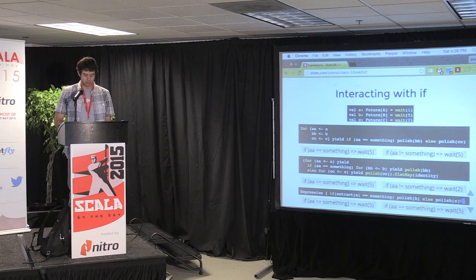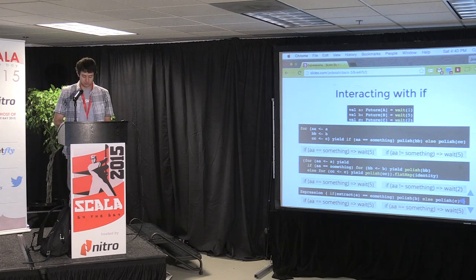And if we do a for comprehension here, and then within the yield, we do if A is equal to something, then polish B or else polish C. If A is equal to something, then there's no need to wait on C. Unfortunately, if we use the for comprehension, this whole thing is going to take 5 seconds because we need to wait on A, B, C before applying our operation. And we could fix this with the second version where we have nested for comprehensions, and now it only takes 2 seconds, but now we have nested for comprehensions. It's hard to read.